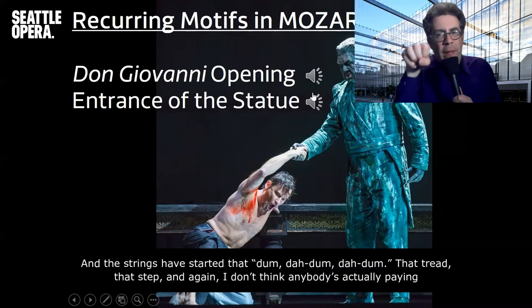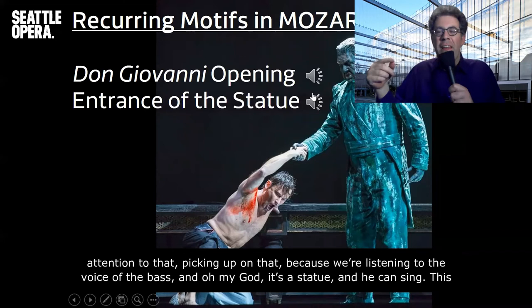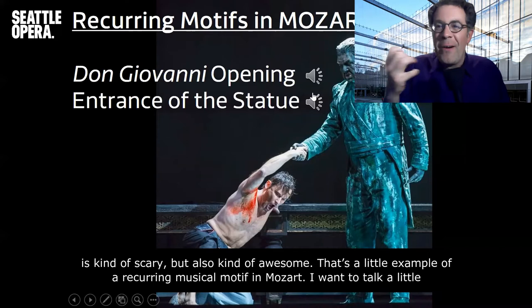Strings have started that dom, dom, dom, dom, dom, that tread, that step. And again, I don't think anybody's actually paying attention to that, picking up on that, because we're listening to the voice of the bass, and oh my God, it's a statue, and he can sing, and this is kind of scary and all, but it's also kind of awesome. That's a little example of a recurring musical motif in Mozart.